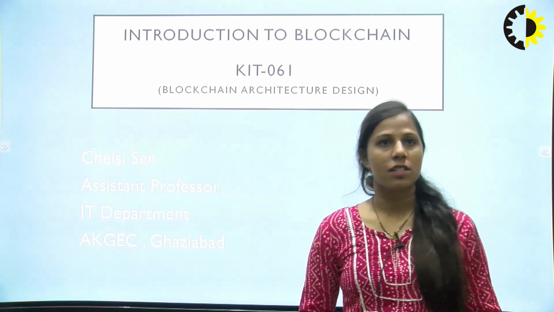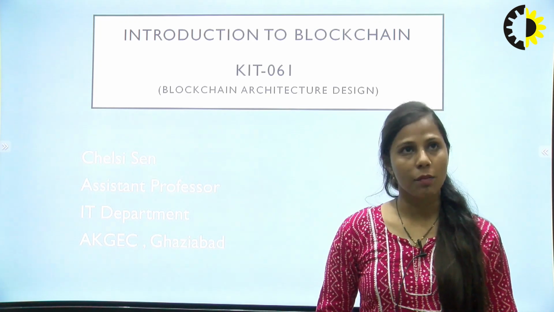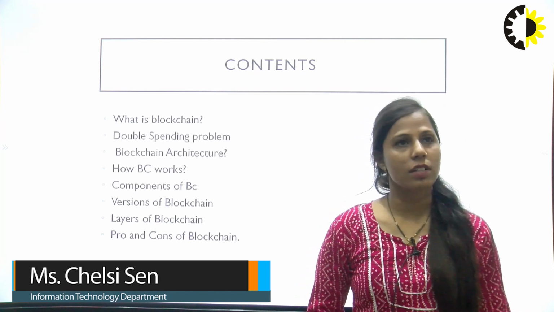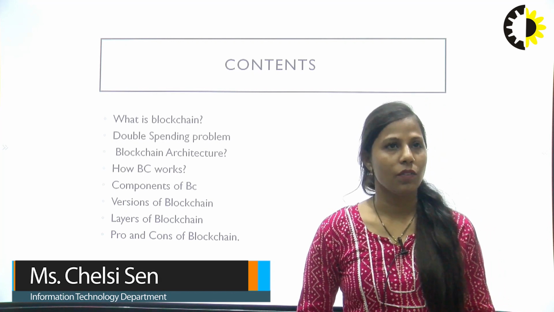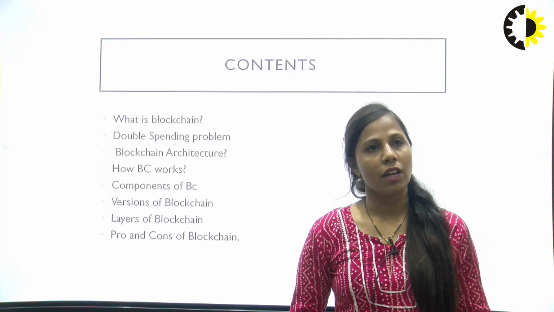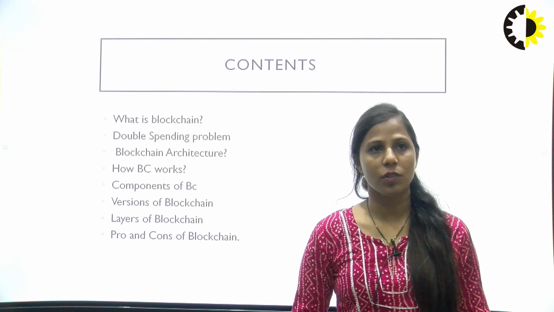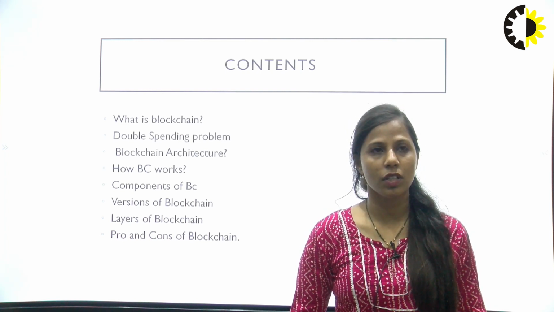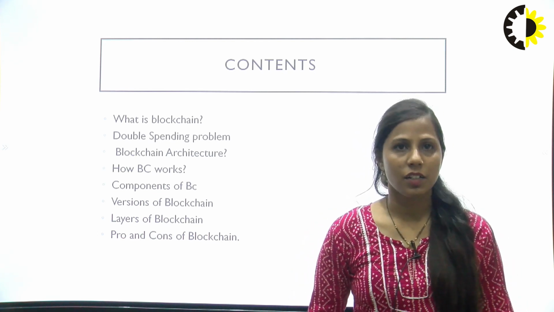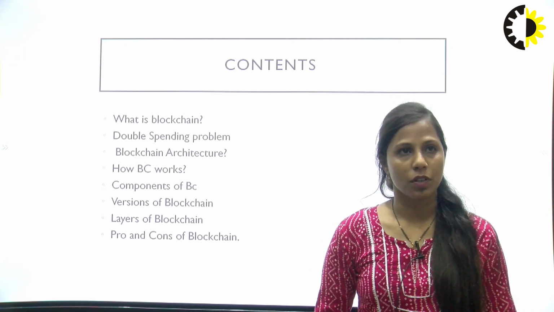As we already discussed blockchain technology, in this series we are discussing Introduction to Blockchain Part 2. Here we are going to discuss various contents like what is blockchain, and the double spending problem that comes in the blockchain. We are going to discuss the blockchain architecture, how blockchain works, different components of the blockchain, different versions of a blockchain, layers of blockchain, and different pros and cons of a blockchain. These are the different advantages and disadvantages of the blockchain we are going to discuss in this lecture.